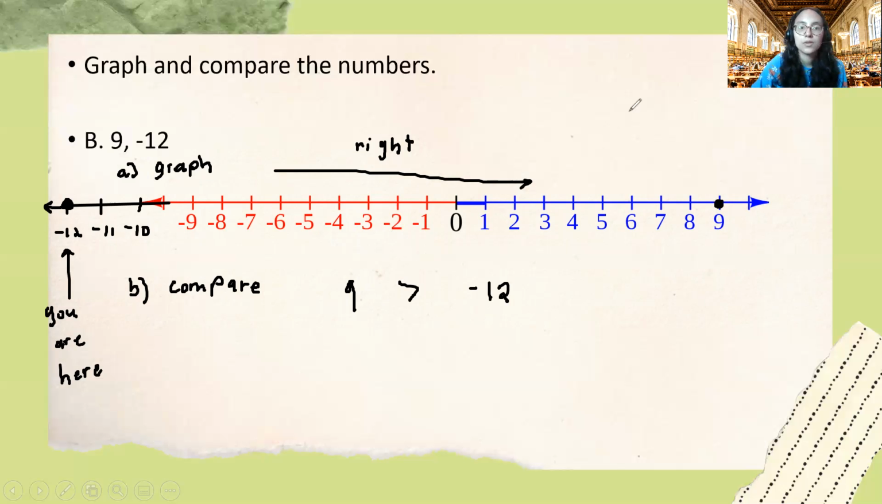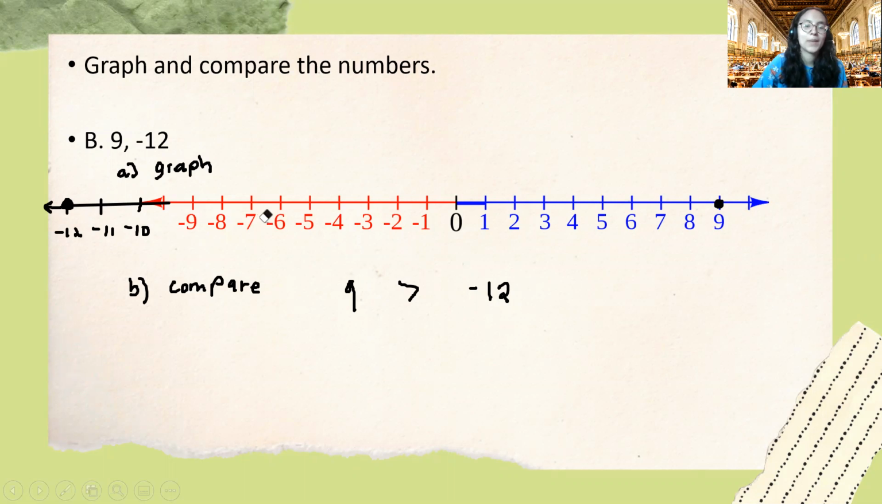But you could also do it another way. That's the cool thing about math: you can do it many different ways. So now I want to compare -12 to 9. I am here, and you want to look towards -12. Which direction would you look? You're going to the left.